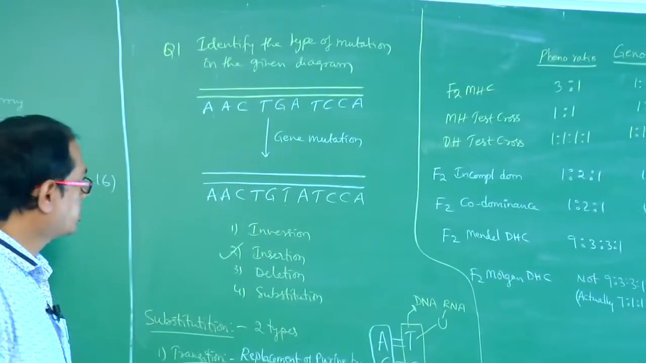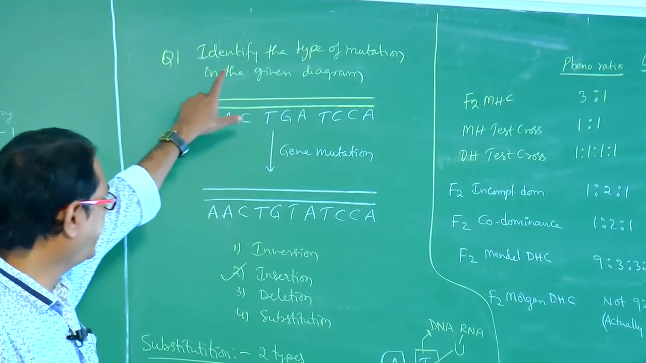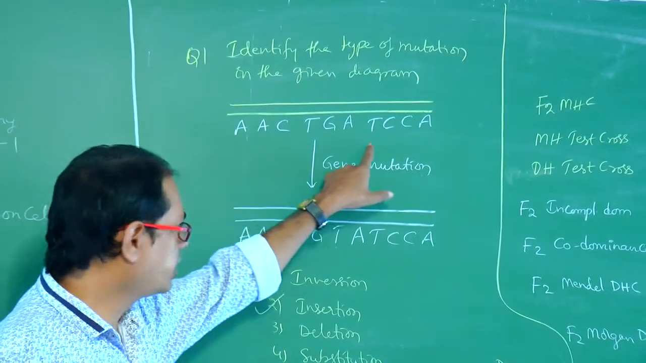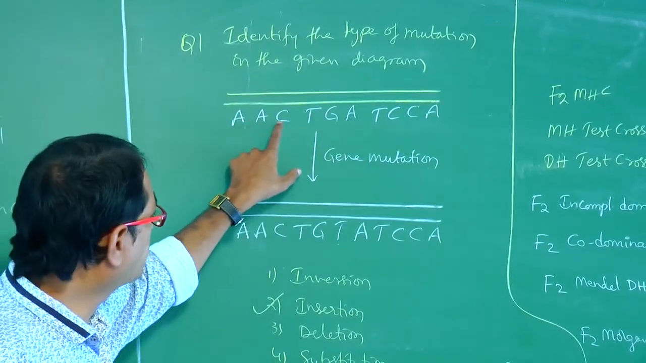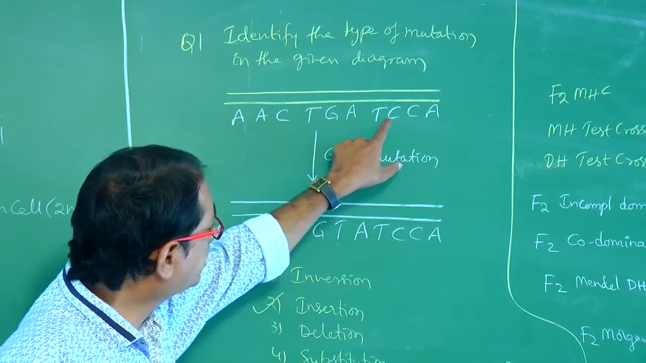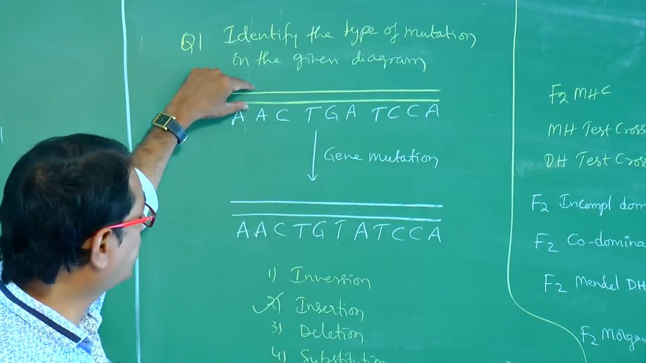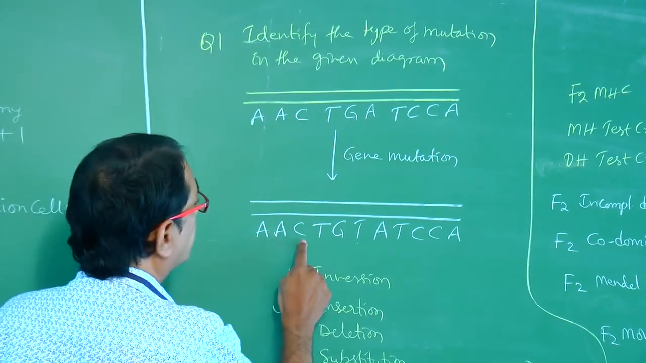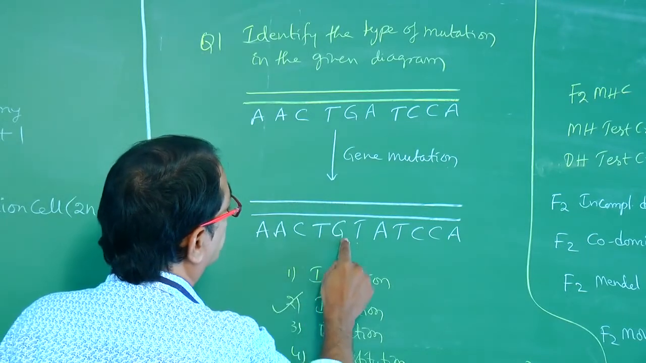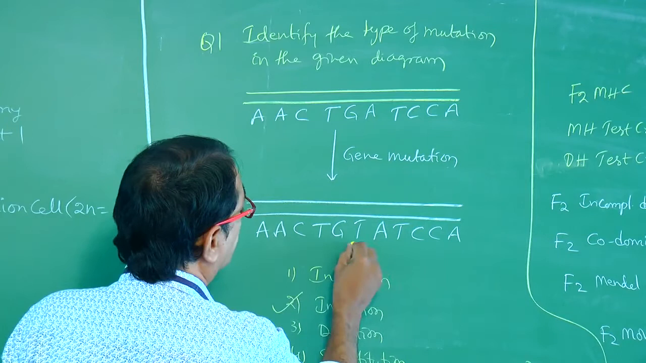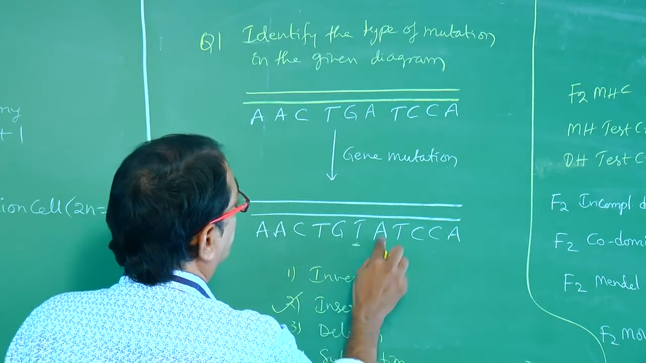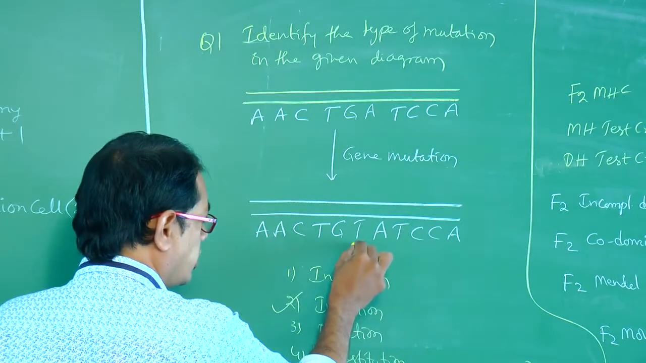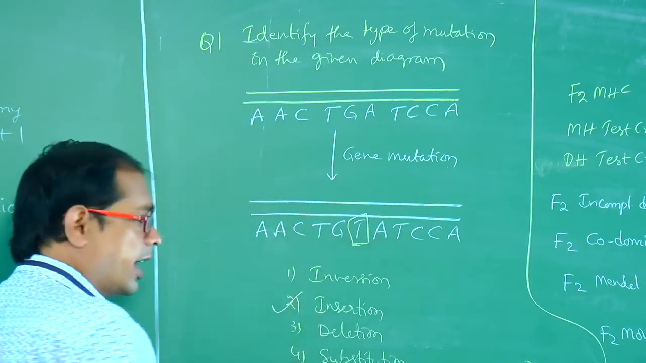Okay, look at here. Identify the type of mutation in the given diagram. Like this they have given AAC, TGA, TCCA. This is the double stranded DNA. Gene mutation occurs. AAC, TG, AT. Here this letter is added. AT, CCA. That means this letter is added.